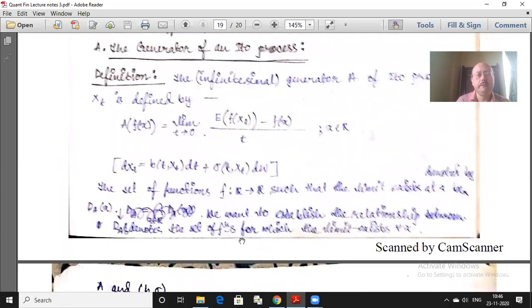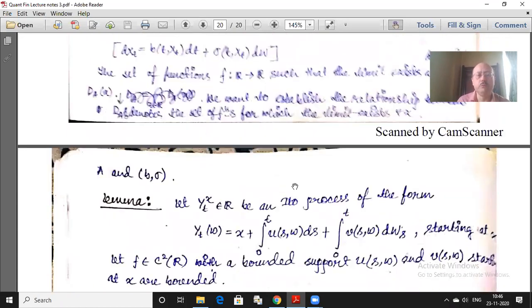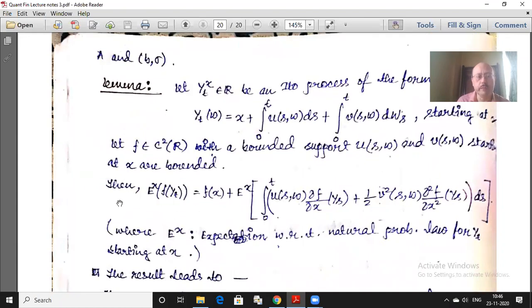So what have I done? I have tried to define something called a generator of an Itô process, which is basically a rate of change of the expectation. The expectation expression for smooth functions, we know how to compute using the Itô formula. That's what we have done here. And in the process, we have also understood what the admissible functions f are.